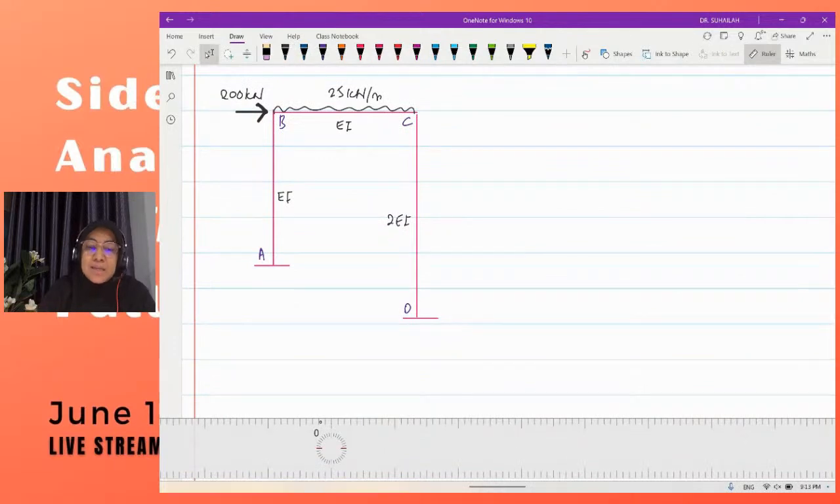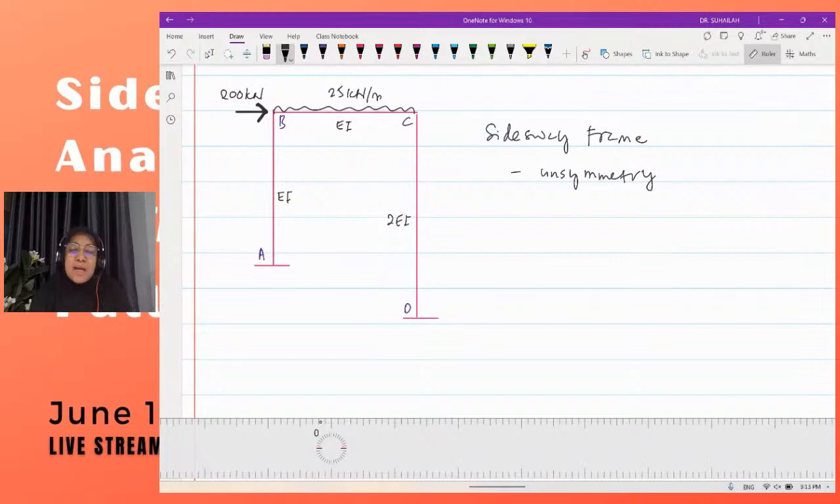So this is a side sway frame, because it is unsymmetrical, due to both loading and geometry.